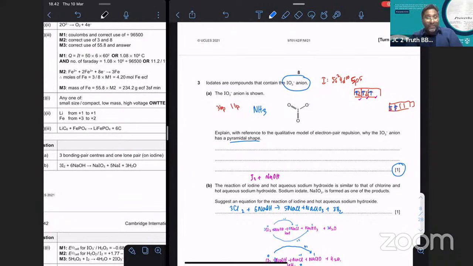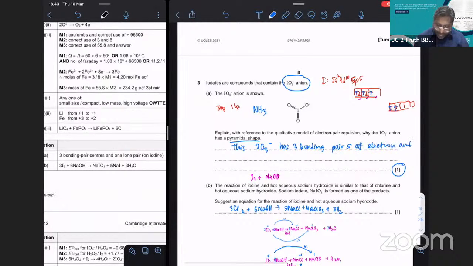So ammonia has 3 bonding pair and 1 lone pair. In this case, if they are asking you, this one is going to be based on the qualitative model of electron pair repulsion. You can tell that this IO3 minus has 3 bonding pair of electron and 1 lone pair of electron. So you do not need to go in detail.